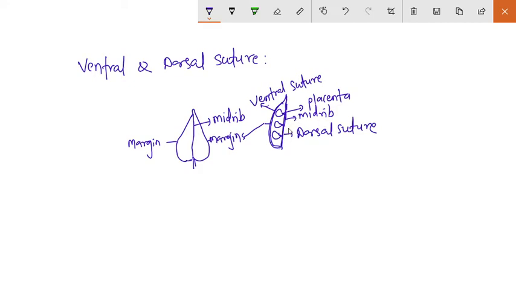So the ovules are arranged along the margins. Okay, so this is the special nutritive tissue that is known as the placenta, on which the ovules are produced along the ventral suture, or in a vertical manner.